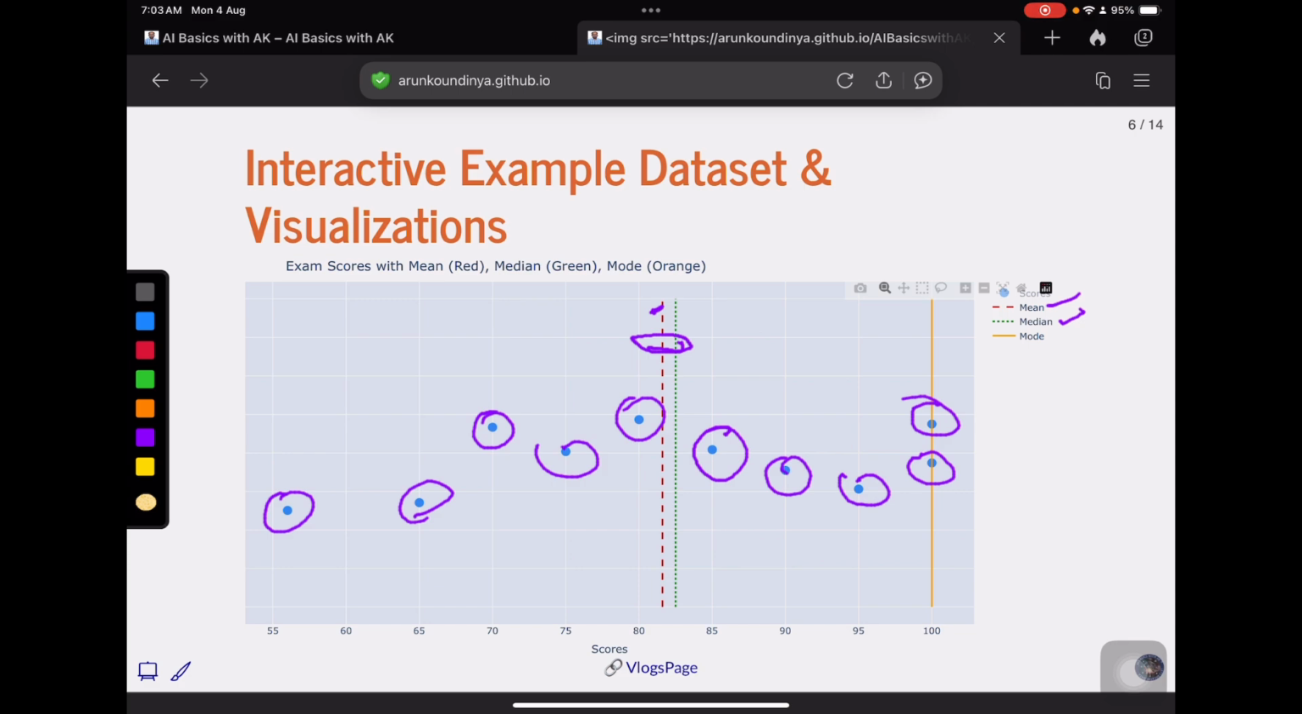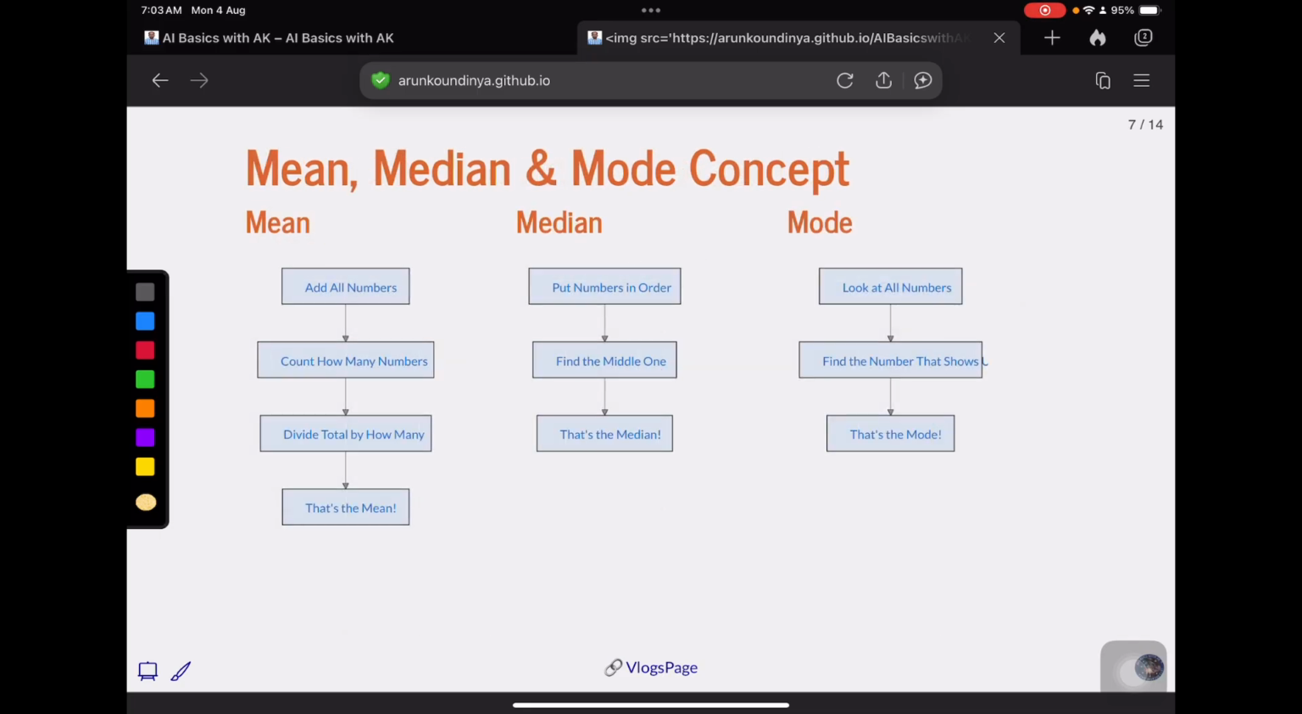What is mode? Mode is the most repeating value. Okay, an exam score of 100 was scored by just 2 people, not by many. But still, as per the rule of statistics, this becomes the mode. Look at all the numbers, find the number that shows up most repeated, and that becomes your mode.